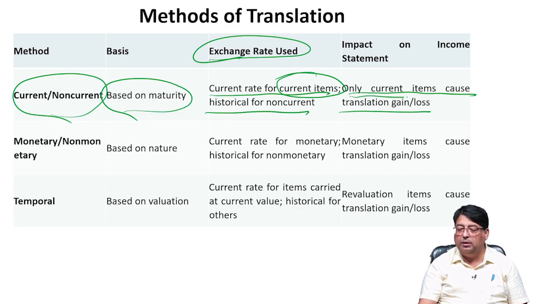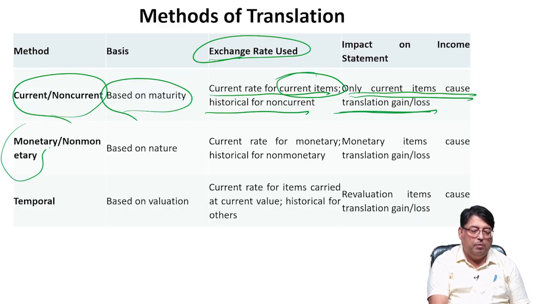So, that historical exchange rate will be used, and because of this only current items cause translation gains or losses, because historical rates are constant, they are not going to change. The only change will take place because of the current exchange rate, and current exchange rates are applied for converting the figures of current items.